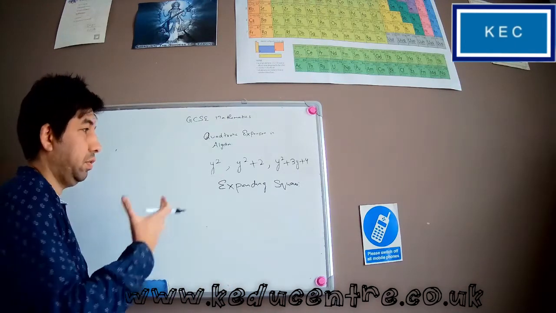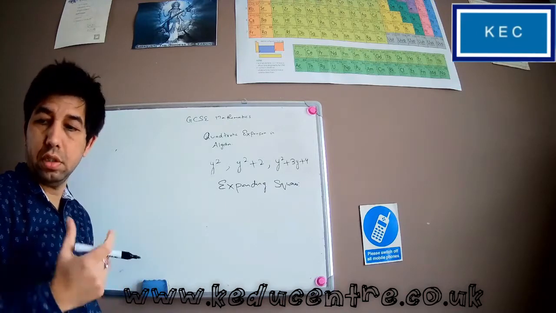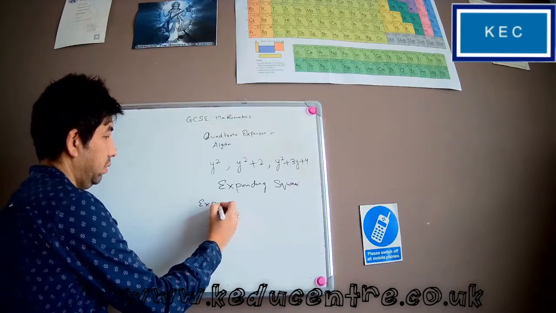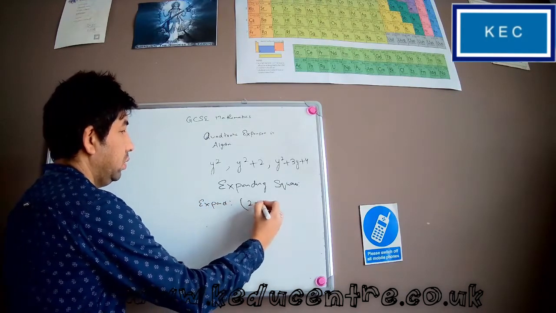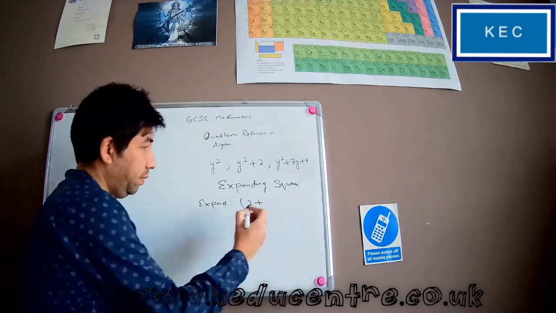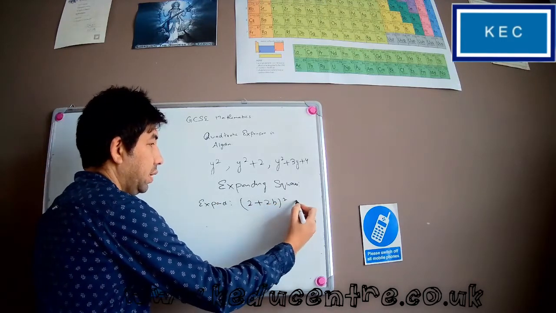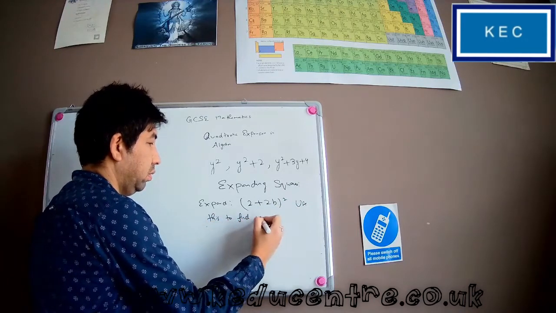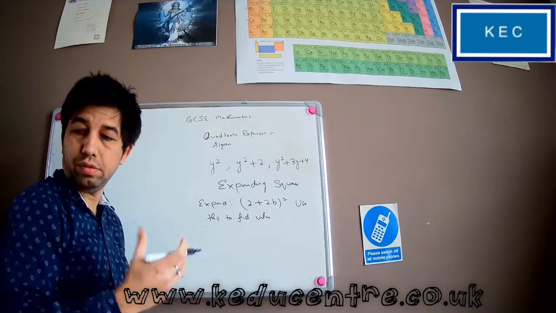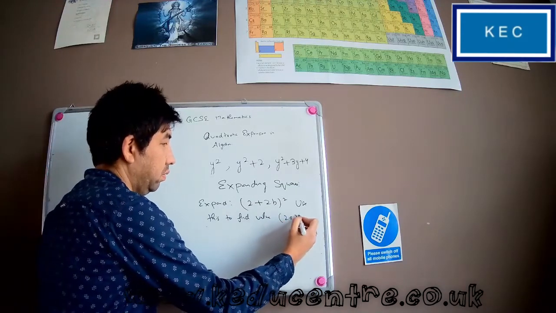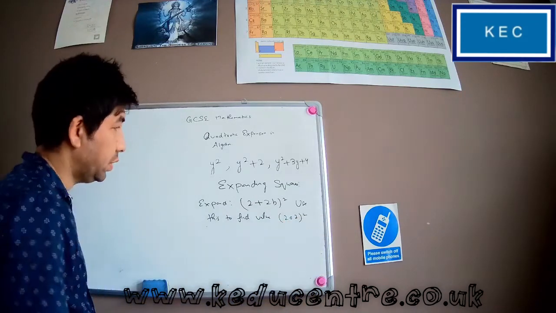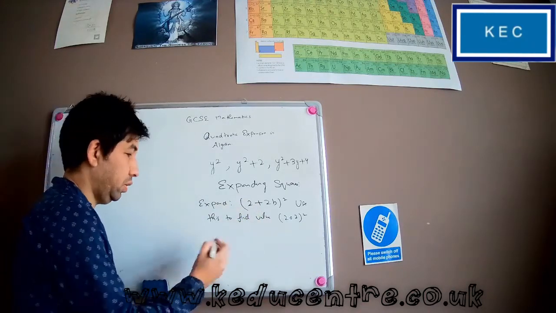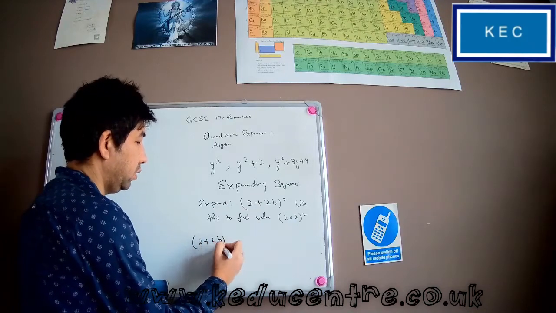Now sometimes in expanding of squares we tackle a different kind of questions. So for example, the question is expand (2 plus 2b) whole square and use this to find the value of 202 whole square. Okay, so how do we solve these kind of questions? First of all, we will use the same formula, (a plus b) whole square. So this becomes (2 plus 2b) whole square.